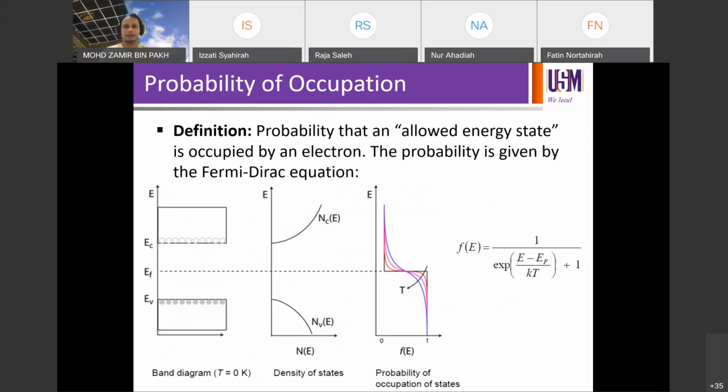The probability that an allowed energy state, which is related to the DOS, is occupied by an electron. And you can also do this for holes, it's just the opposite. The probability of this is given by the Fermi-Dirac distribution equation that we discussed yesterday, which is basically this. So if you want to draw everything from the band structure, the one on the left here, and then you want to draw the density of states that we discussed on the previous page.